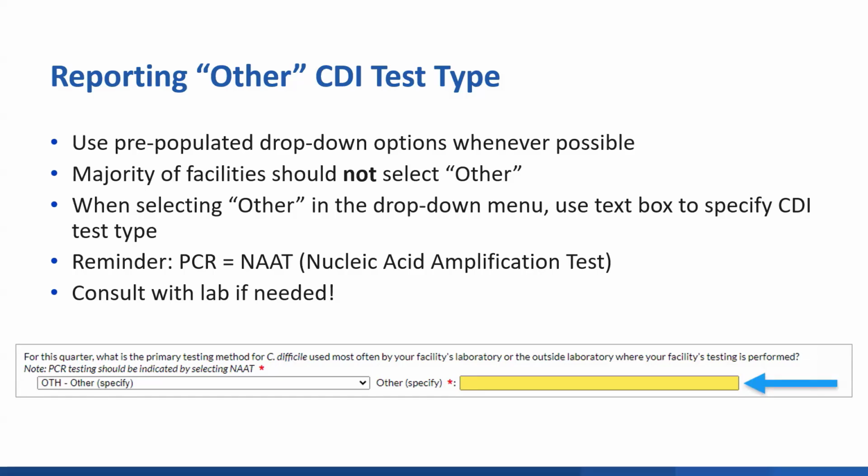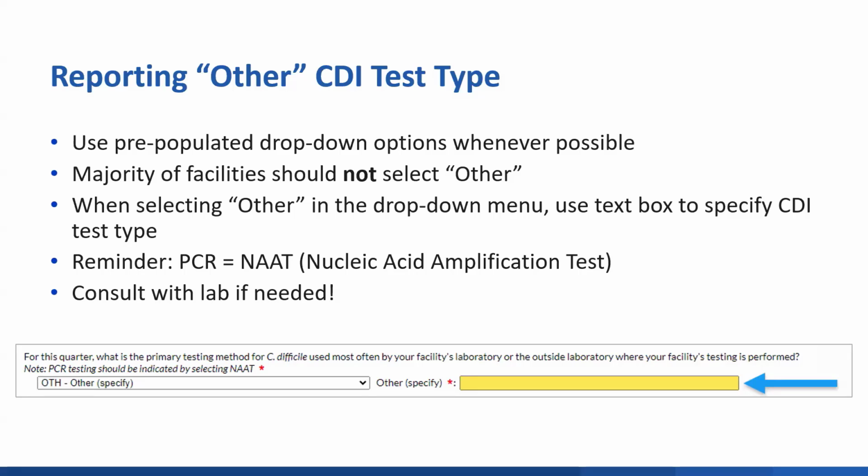One common data quality error that we see here is facilities entering PCR or polymerase chain reaction in the text box. Please note that facilities using PCR as their primary test method should always select NAT from the drop-down menu. PCR and NAT are the same test.